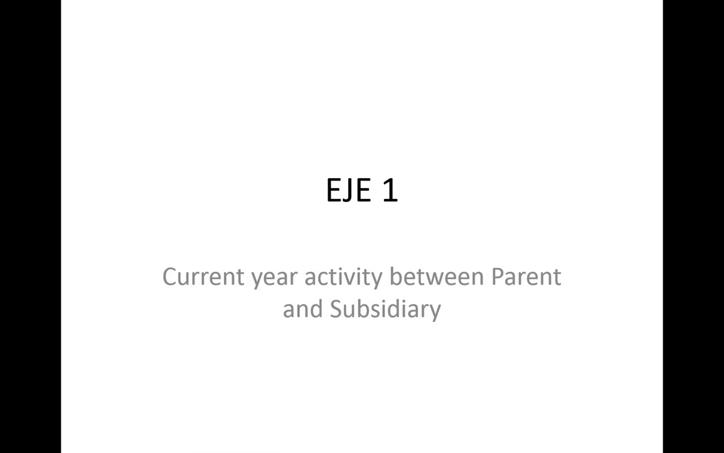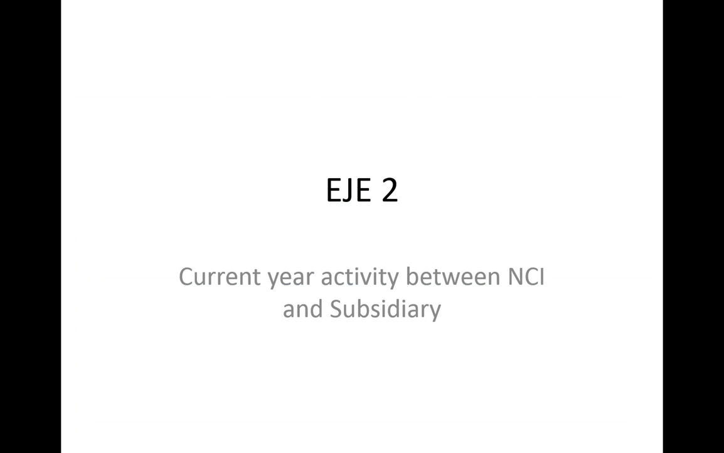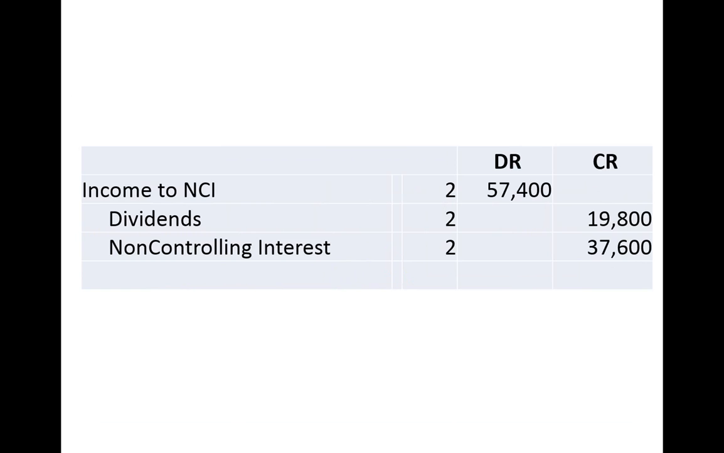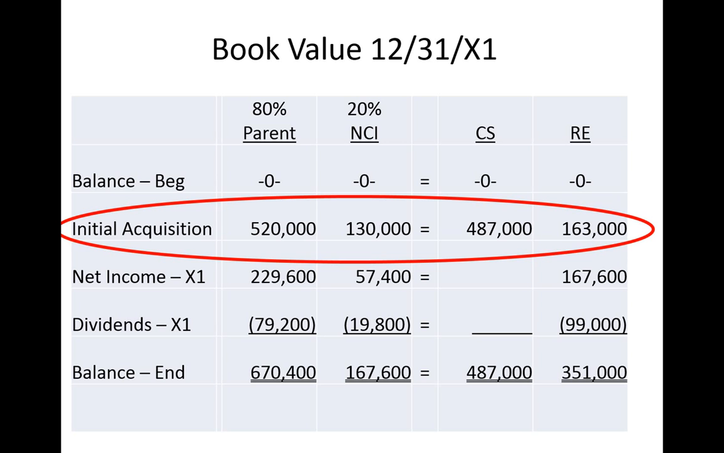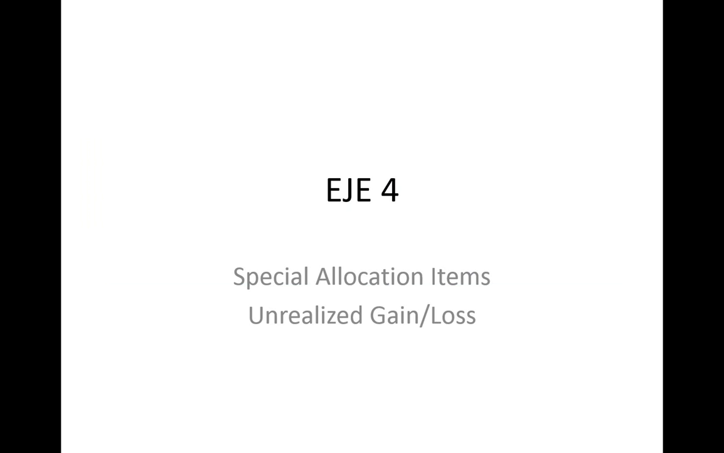We'll look at the eliminating entries, which include the current year activity between the parent and the sub, as well as the current year activity between the NCI and the sub. And then lastly, the sub's equity at book value. We'll pay attention to the special allocation entries, the unrealized gains and losses.